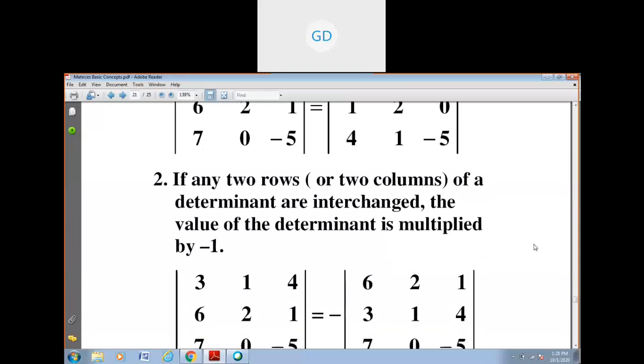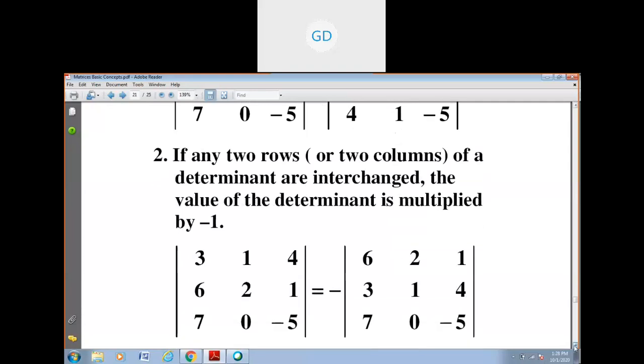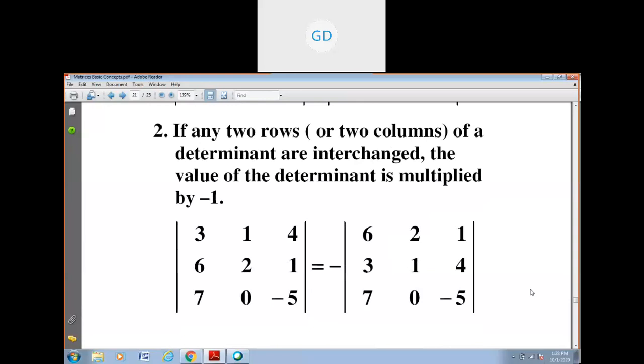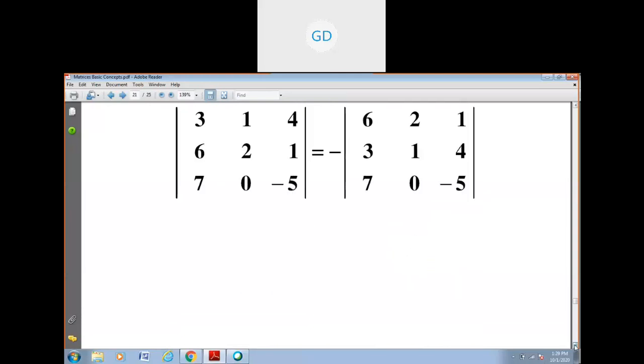Next, another important property: if any two rows or columns of a determinant are interchanged, the value of the determinant is multiplied by minus 1. That means if any two rows or any two columns exchange places, then the value of the determinant becomes negative. The sign will be changed. A minus sign will come before the determinant. This is one property.